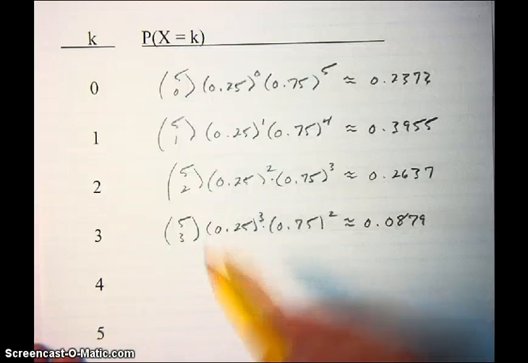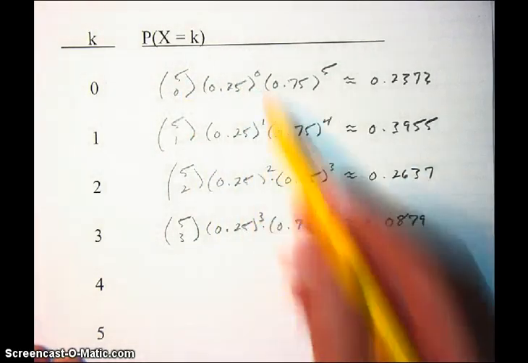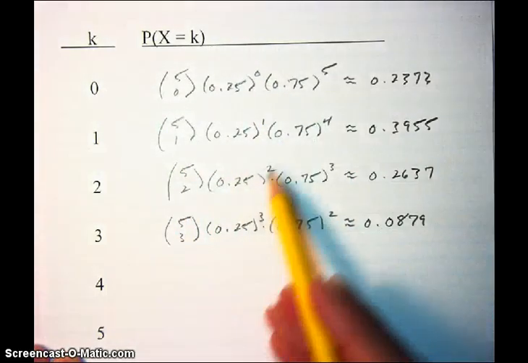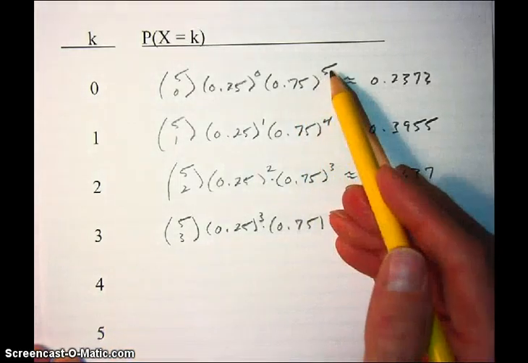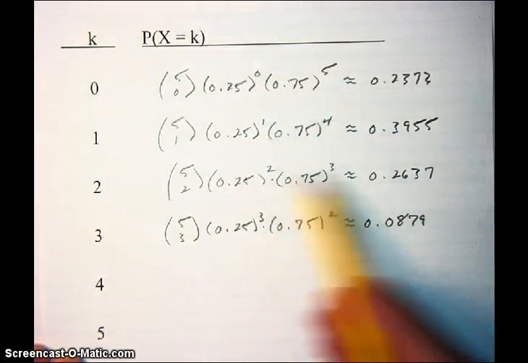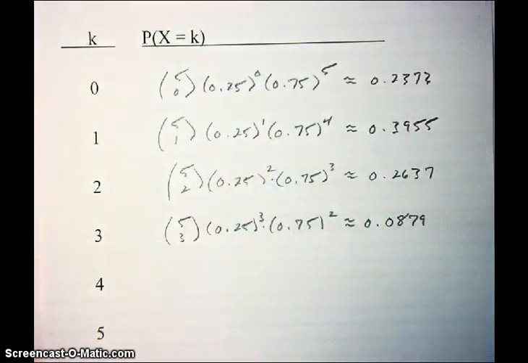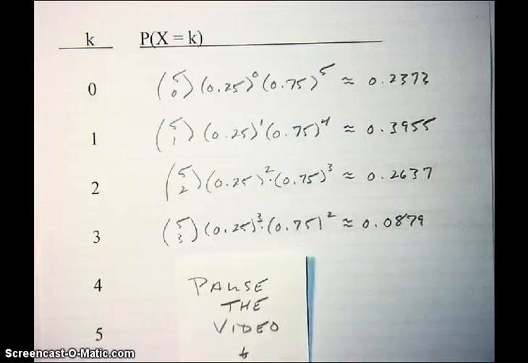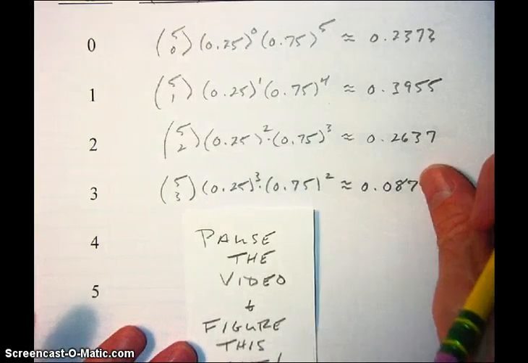Now you can see the pattern here of how these things work. We have a choose, the probability of success raised to some power. That power happens to be equal to the number of successes we're interested in. And then we have the probability of failure raised to a power. And these two powers add up to the number of trials, 5. So there's a pattern to this. I want you to follow that pattern, and you can pause your video and follow that pattern and figure these out.